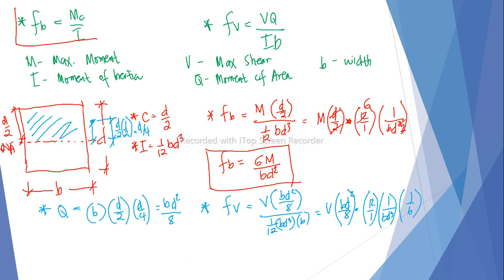So 12 over 8 cancels to 3 over 2. So the shearing stress is equal to 3 over 2 times V, and then we have BD. B cancels, and D cancels as well, so only D remains below. So the shearing stress is just equal to 3V over 2BD for the rectangle.